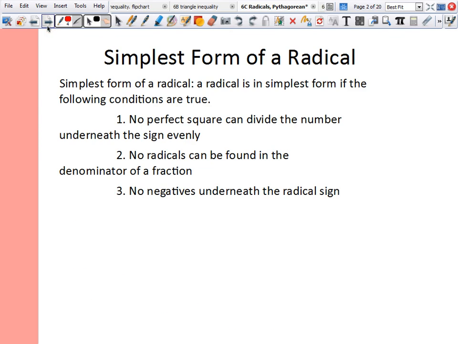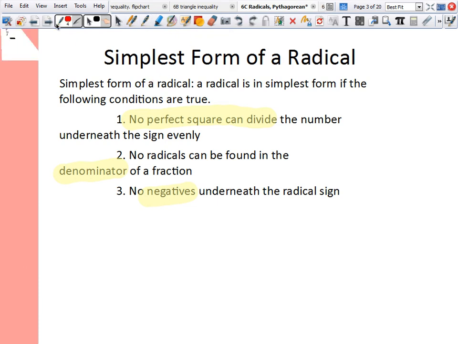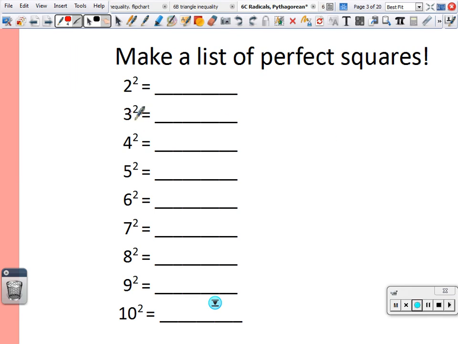lesson here shortly. The simplest form of the radical, before we remind you how to do it, some things to keep in mind. No perfect square can divide the number underneath the sign evenly. No radicals can be found in the denominator. Okay, that's important. And no negatives. So those are big keys when simplifying radicals, that you're looking for those three things. A list of perfect squares is really useful. You can make this list from memory. You can do it using your calculator if you need to, but this list is useful when simplifying radicals.